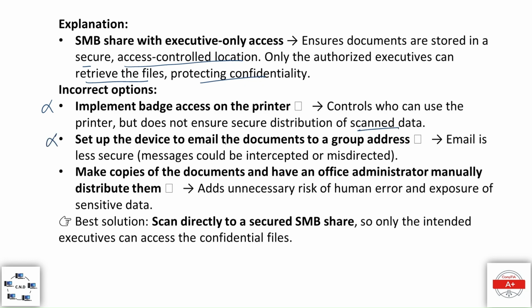Set up the device to email the documents to a group address. So email is less secure. Messages could be intercepted or misdirected. Make copies of the documents and have an office administrator manually distribute them. So this adds unnecessary risk of human error and exposure of sensitive data. So the best solution is to scan directly to a secured SMB share, so only the intended executives can access the confidential files.